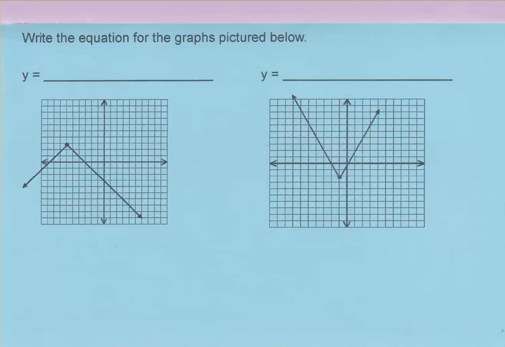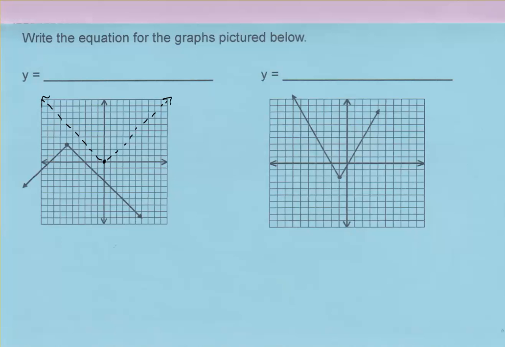Whenever you're given graphs, you first need to see what your parent function looks like. So, of course, my parent function would look like this. It has a slope of 1, so it goes up 1, right 1. So corner to corner, up 1, right 1. Okay, that is my parent function.